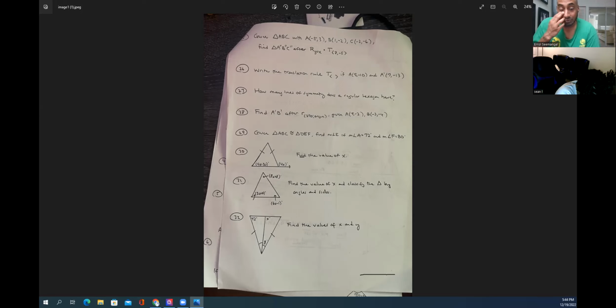That's 26, 27. How many lines of symmetry does a regular hexagon have? 6. Okay, hexagon, how many sides? 6. Okay, so let's draw it. Top, bottom, left, right. No, that's 8, right? Is that 6 or 8? 1, 2, 3, 4, 5, 6, 7. Yeah, that's 8. That's a hexagon.